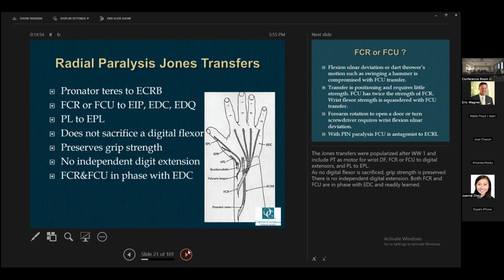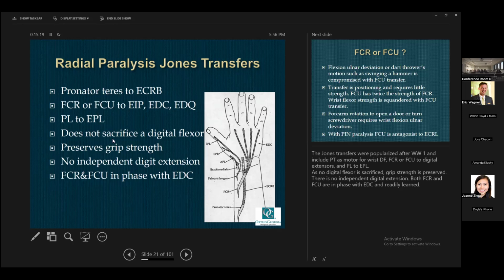When you take the pronator teres, there's really not a lot of tendon there, so you have to work hard and go out on the radial periosteum to get as much length as you can. Then there's the question of the flexor carpi radialis or the flexor carpi ulnaris to the digital extensors, and palmaris longus to EPL. If they don't have palmaris longus, you can use a FDS.